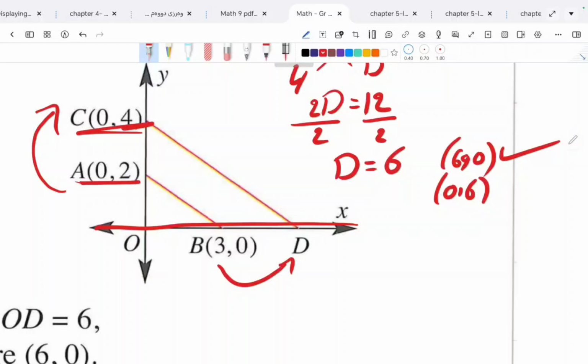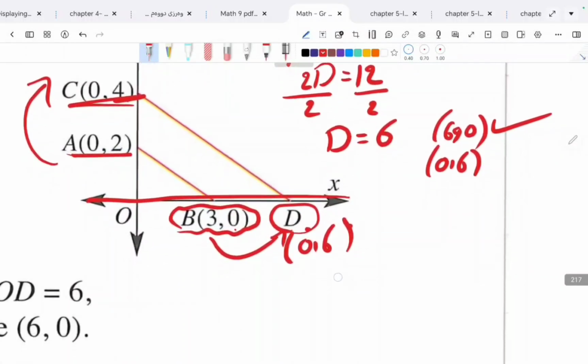Otherwise, if you don't remember this, if you don't know whether it's on the y-axis or the x-axis, just pay attention to point B, which is next to D. They wrote the ordered pair as 3, 0. So the other one will be the number and 0. So 6, 0 is correct.